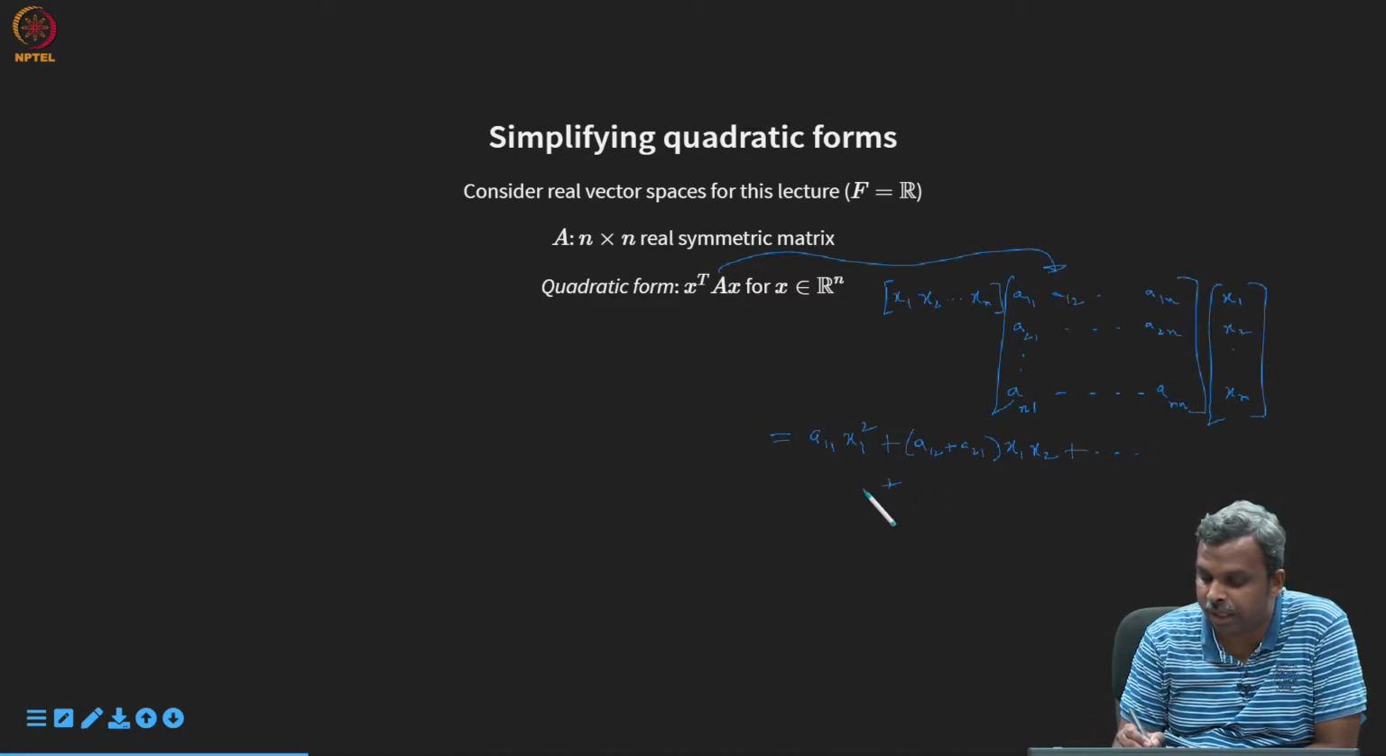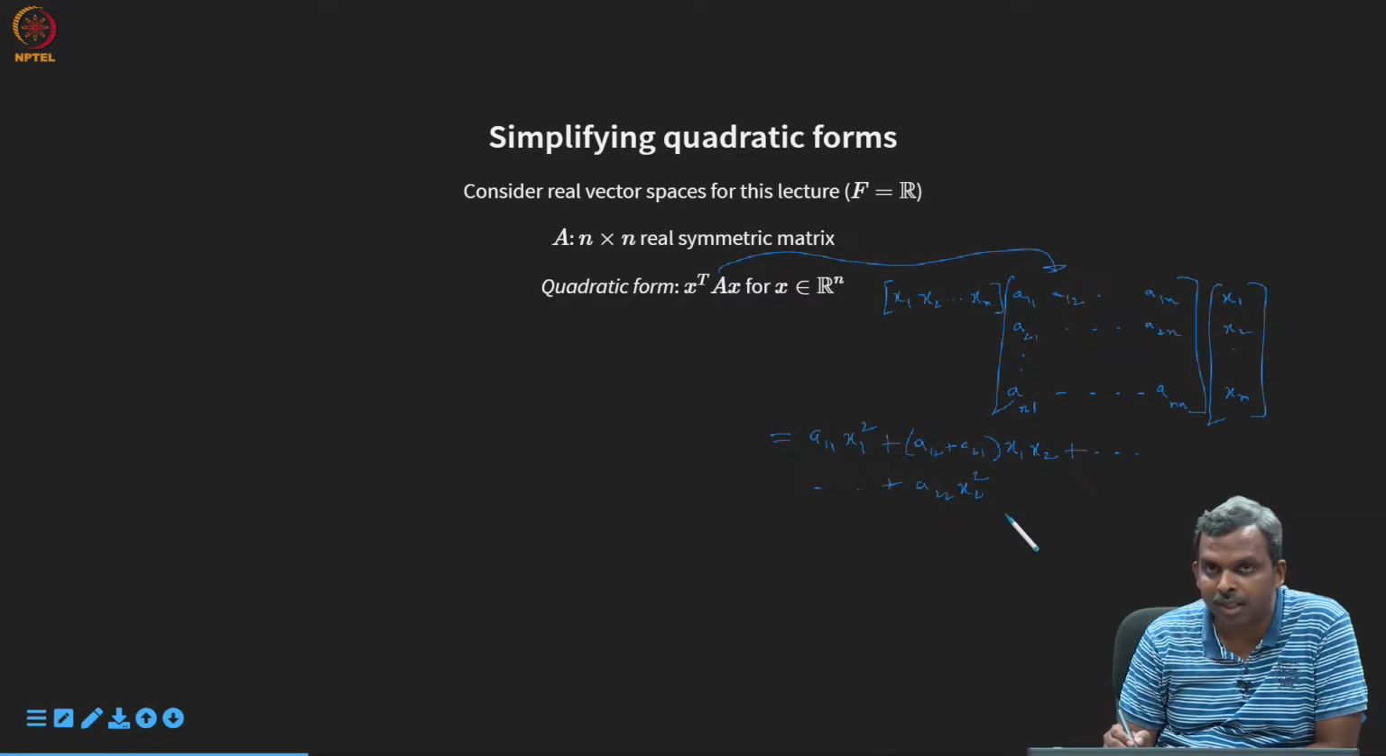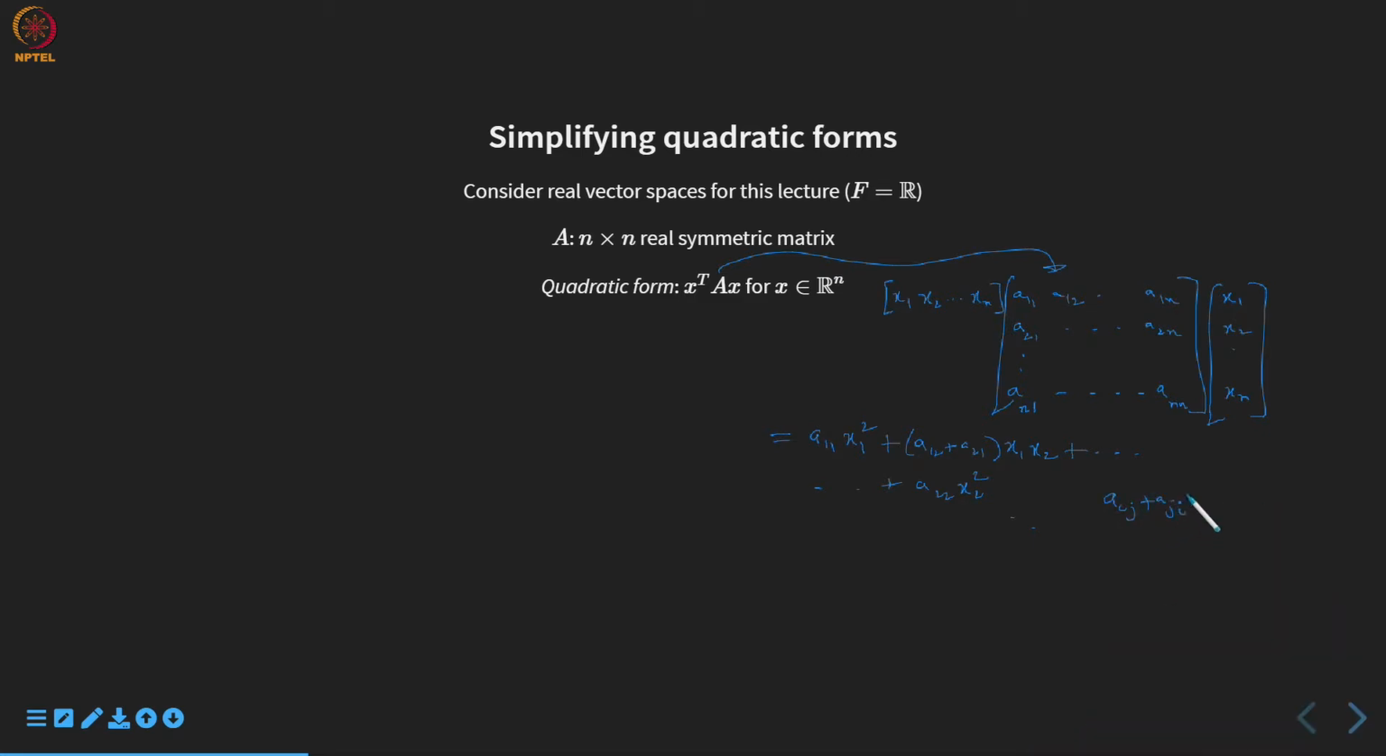You'll get a term like a22 x2 squared, right? And generally you will be getting aij plus aji, if i is not equal to j, times xi xj, right? So basically you get terms of this form. These are degree 2 terms or quadratic terms, right? Xi squared or xi xj, you get terms like that, and then you get a linear combination. That's why this is called a quadratic form.